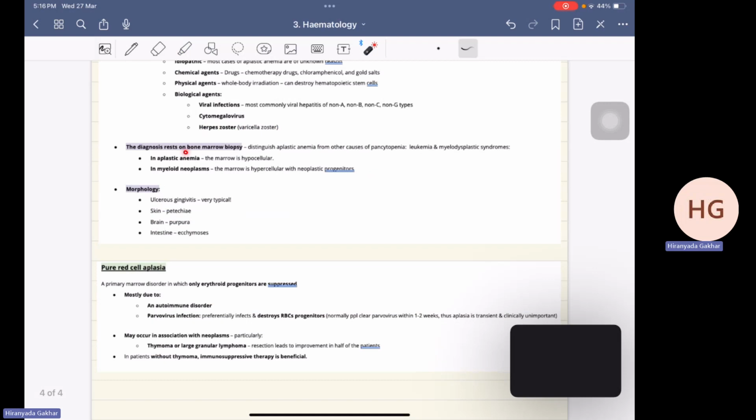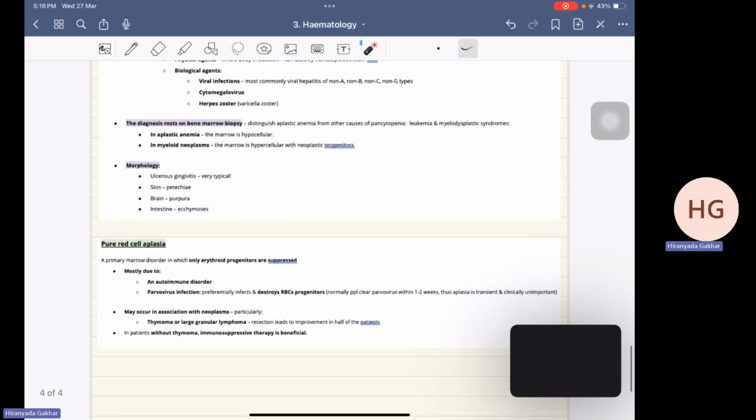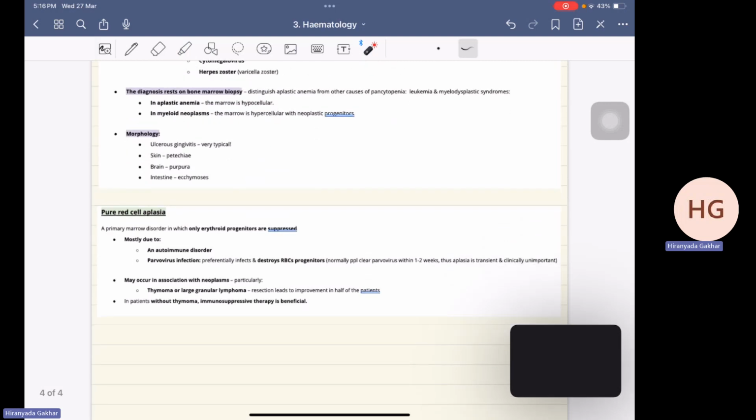Diagnosis for this is done using a bone marrow biopsy, and you can see that in aplastic anemia, the bone marrow will be hypocellular. And as for the patient, you will see some ulcerous gingivitis. You can see petechia on the skin. You can see purpura, which is more common in the brain. And you will see ecchymosis in the intestine due to thrombocytopenia.